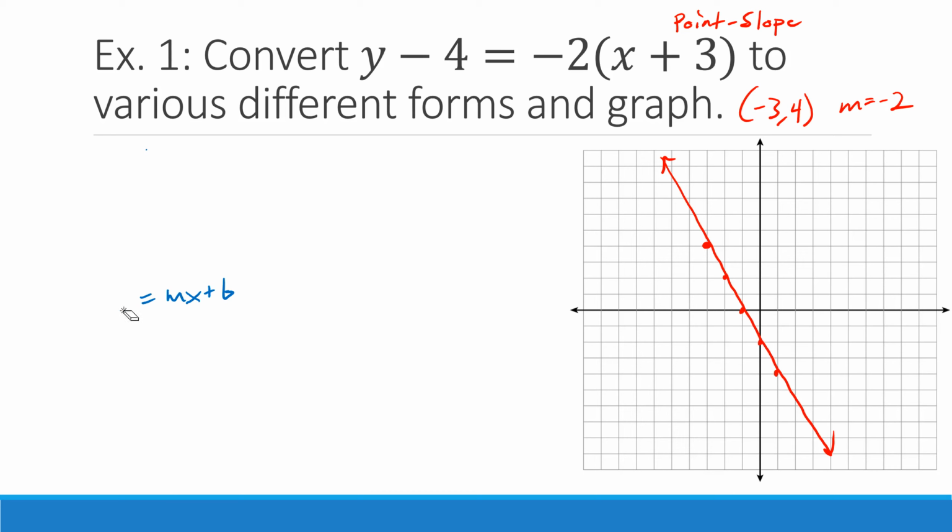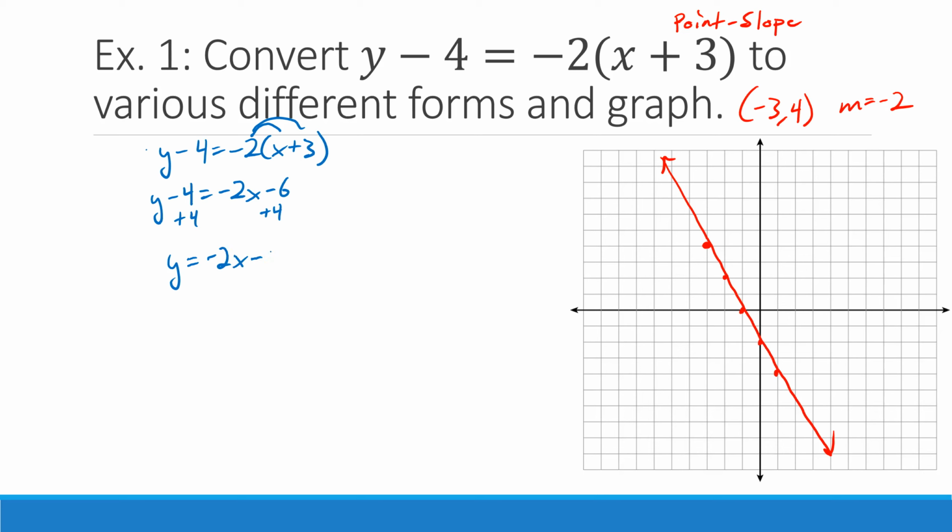That's the key feature. So let's take a look at this equation and see if we can isolate the y. I guess the first thing I would want to do is distribute, because does slope-intercept form have parentheses in it? No, it's just y equals mx plus b. So let's distribute. That'll be negative 2x minus 6. And then to isolate the y, I just need to add 4 to the other side. So I have y equals negative 2x minus 2. Sweet, so we just went from point slope form to slope-intercept form.